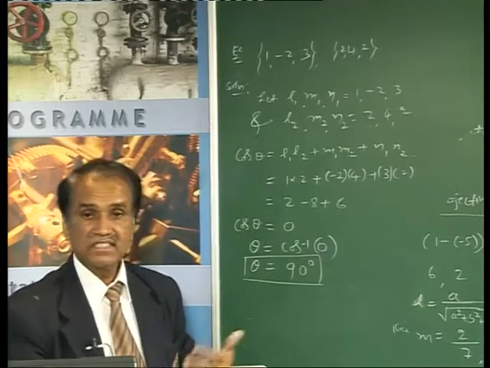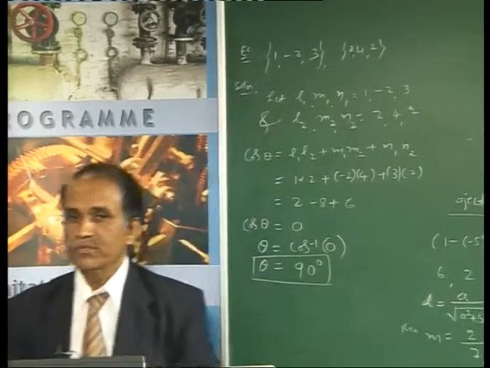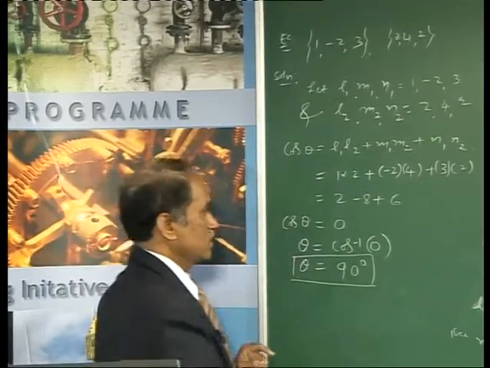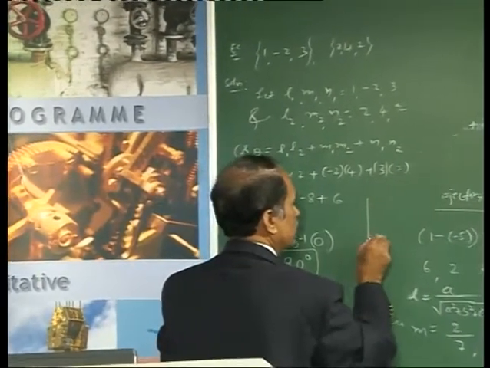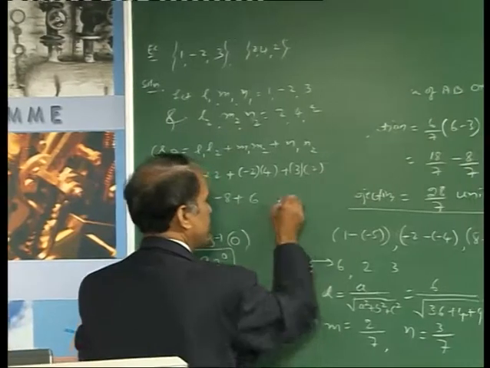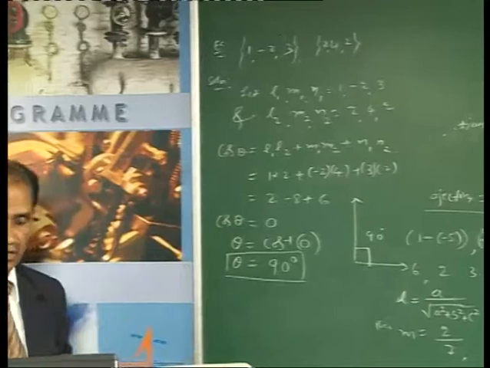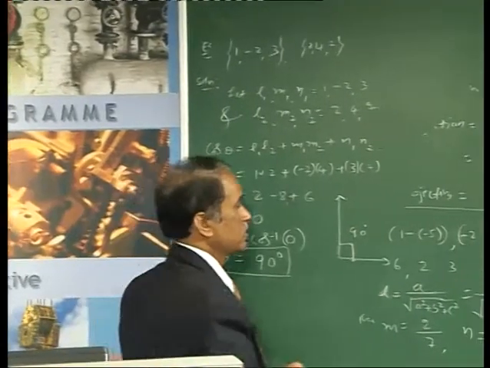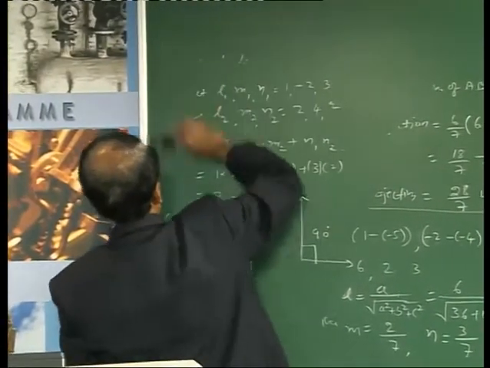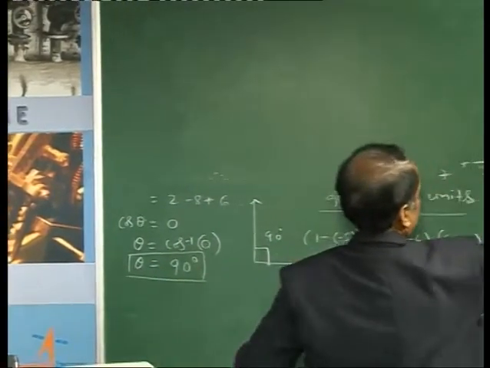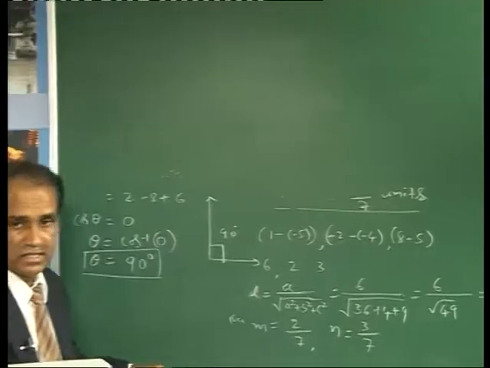Now, discuss the behavior of the straight lines. What is the behavior? When cos theta is equal to 0, those two lines are perpendicular to each other. That means this angle is equal to 90 degree. That is your conclusion. Then in the next situation, there are another few important problems, and those problems also we have to discuss.